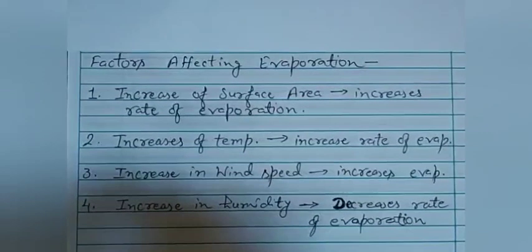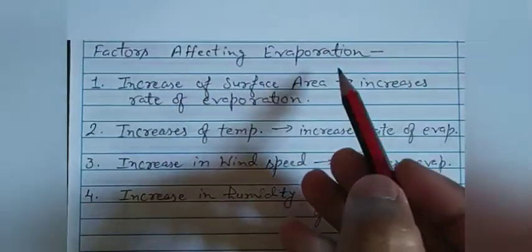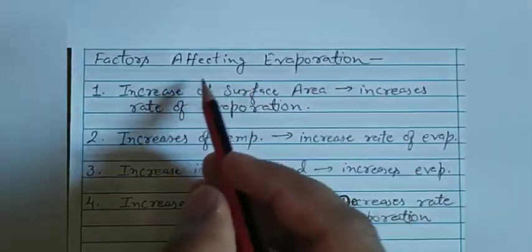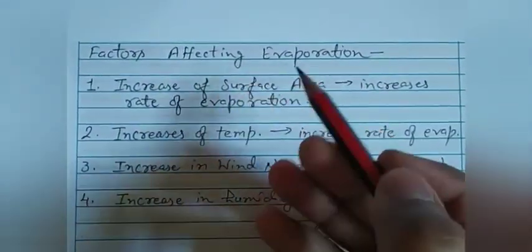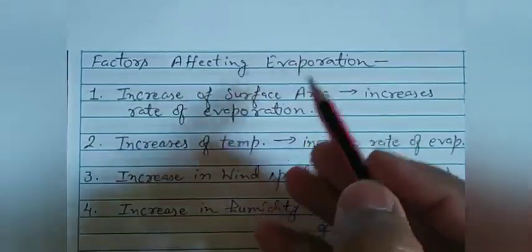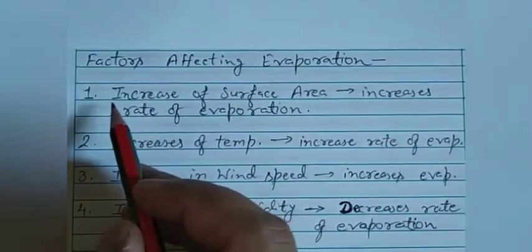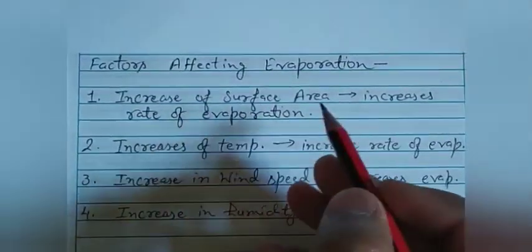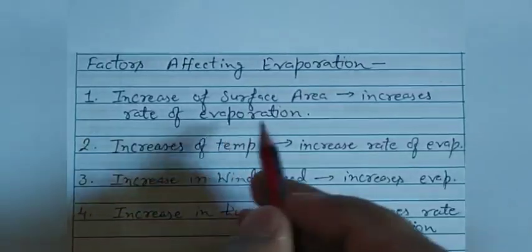Okay, so now our next topic is factors affecting evaporation. Meaning, how can we change the rate of evaporation? Can the evaporation be faster or slower? So there are four factors which I will explain one by one. The first is increase of surface area. So the effect is it increases the rate of evaporation.